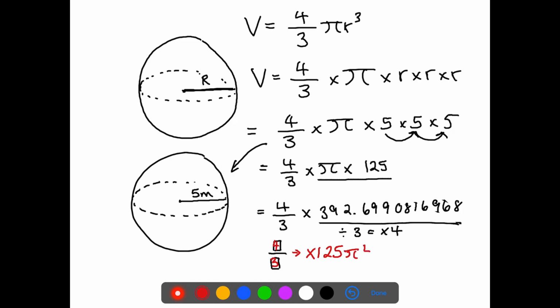125 pi. And if you want to put in pi, I have gone through this already, the button is shift and then the times 10 to the power of x button. Okay, and if you put all that in, you could even put a times in there before you press the pi button if you want to, just to make sure, and you will still get the same answer, and your answer should be 523.6 meters cubed, which is the volume.